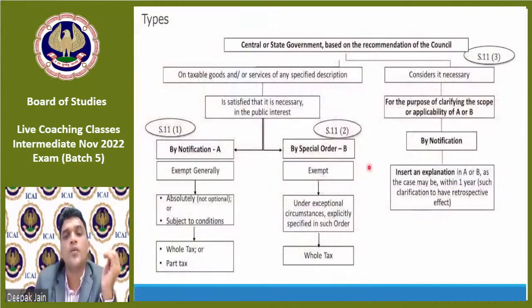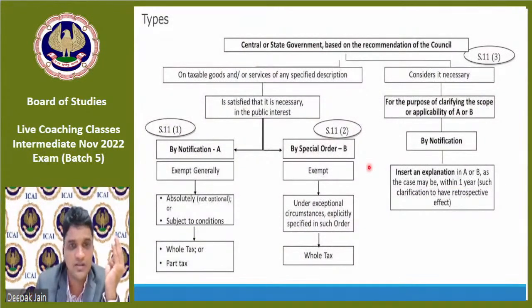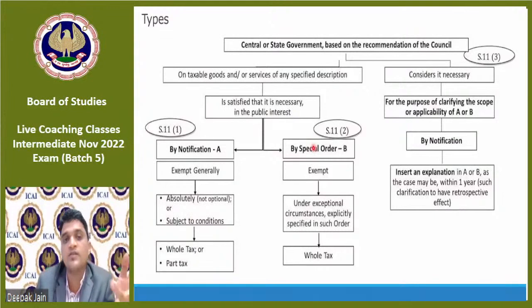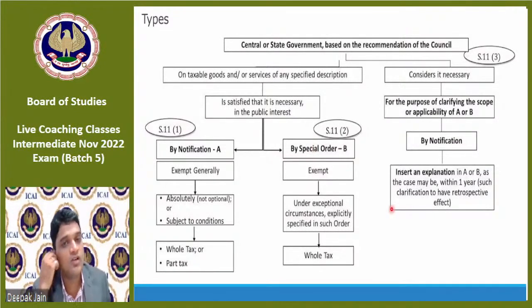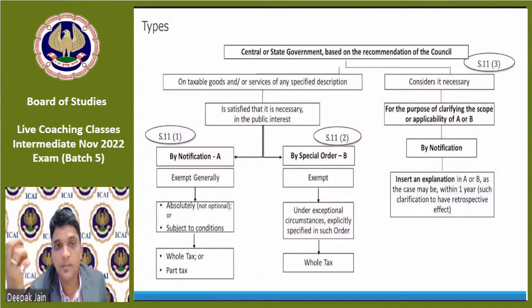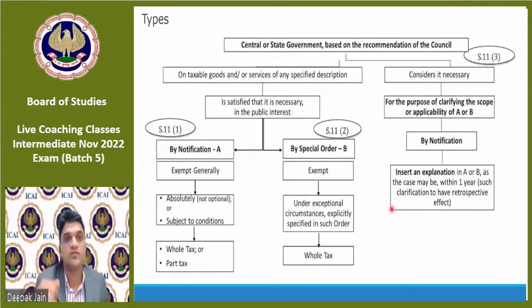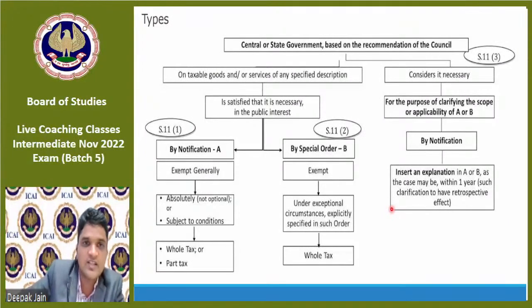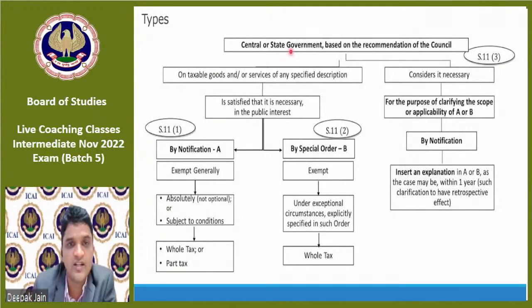Okay. Now, what are the types of exemption? Section 11 is the exemption section, which gives the power to grant exemption. Where do all the notifications get their power from? They cannot just issue a notification like that. There has to be a section under the Act which gives this power. Section 11 reads: the central or state government, on the recommendation of the council, if satisfied that it is necessary in the public interest, can by notification exempt the goods or services.